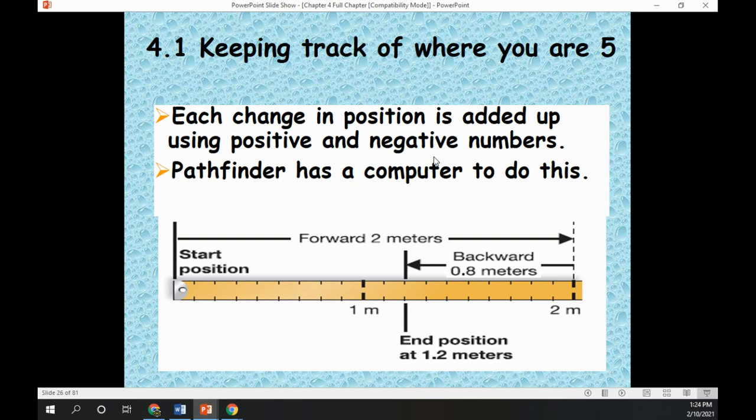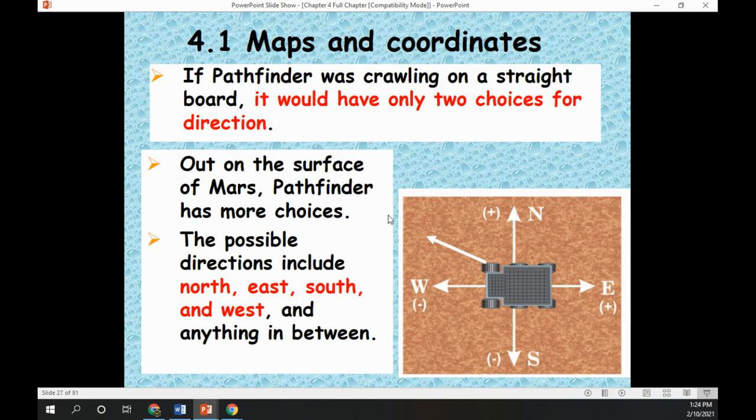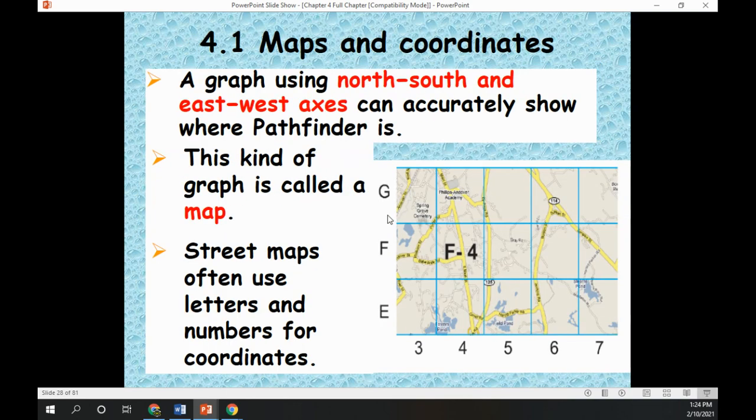So you can keep track of the total distance that it went. It went forward for about 2 meters, and then it went backward for 0.8 meters, and then it rested at a new location or position that was 1.2 meters from its starting position. So if it was crawling straight on a board, we could describe it, but it's got more choices than that. It can travel north, south, east, or west. We know these as places that we stick on a map. In fact, a map basically is the number line extended into quadrants that we can use to describe where things are.